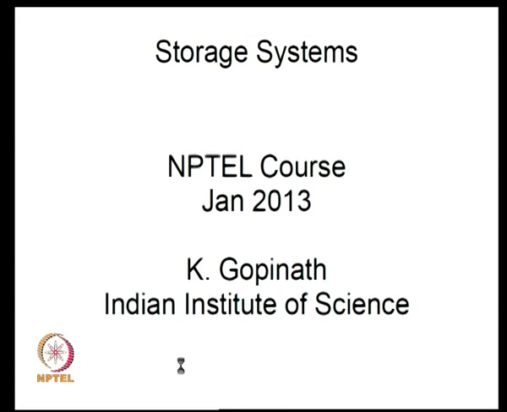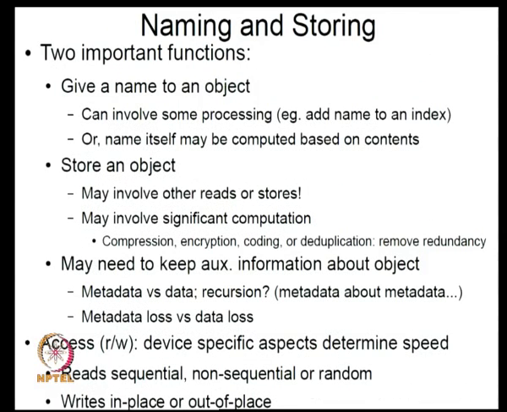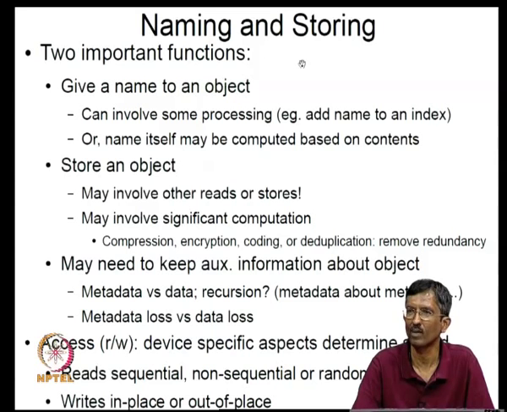In the previous class, we discussed some basics and we were looking at some aspects relating to naming and storing. A storage system, these are the two important things that it does. One is how to name something and how to store it, and later we have to retrieve, of course. When I mean storing, I am also meaning storing and retrieving, both I am talking about.